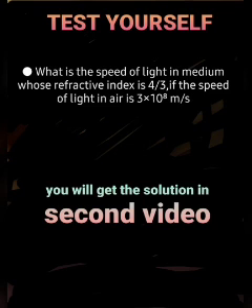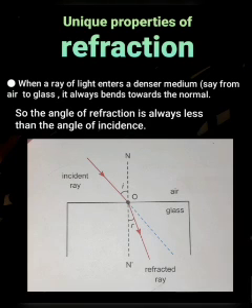Test yourself. What is the speed of light in a medium whose refractive index is 4/3, if the speed of light in air is 3x10^8 m/s? Solve this, and you will get the solution in the second video.